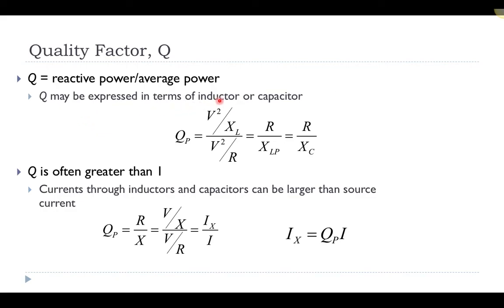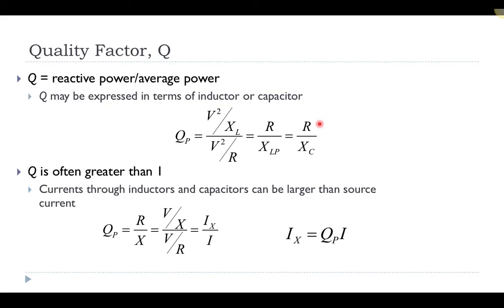And we can write this in terms of the inductor or the capacitor. So the quality factor for parallel, since the voltage is staying the same across all the components, we can use the formula for reactive power, which would be the voltage squared over the reactance, and then divide that by the actual power of the resistor, which would be the voltage squared over the resistance. Because of these fractions, the resistance comes up to the top and the reactance is on the bottom. And of course, the reactance here can be capacitive or it can be inductive.